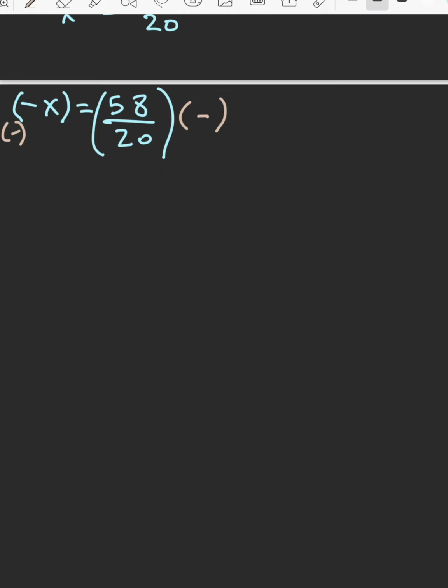And on the left side of the equation, we notice that a negative sign is being multiplied with negative x. Now a negative and a negative multiplied together makes a positive. So we have a positive x on the left side equals a negative 58 over 20 on the right side.